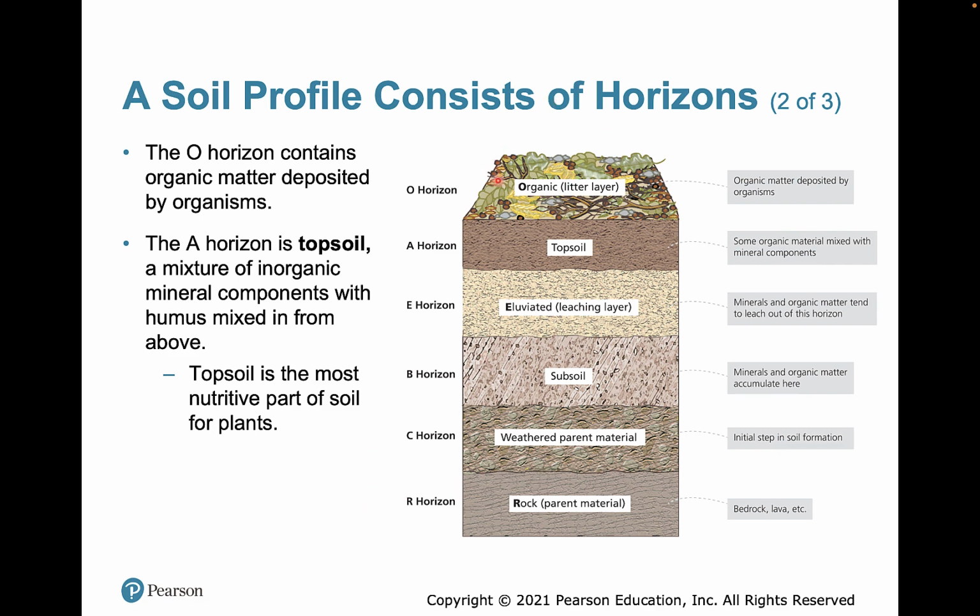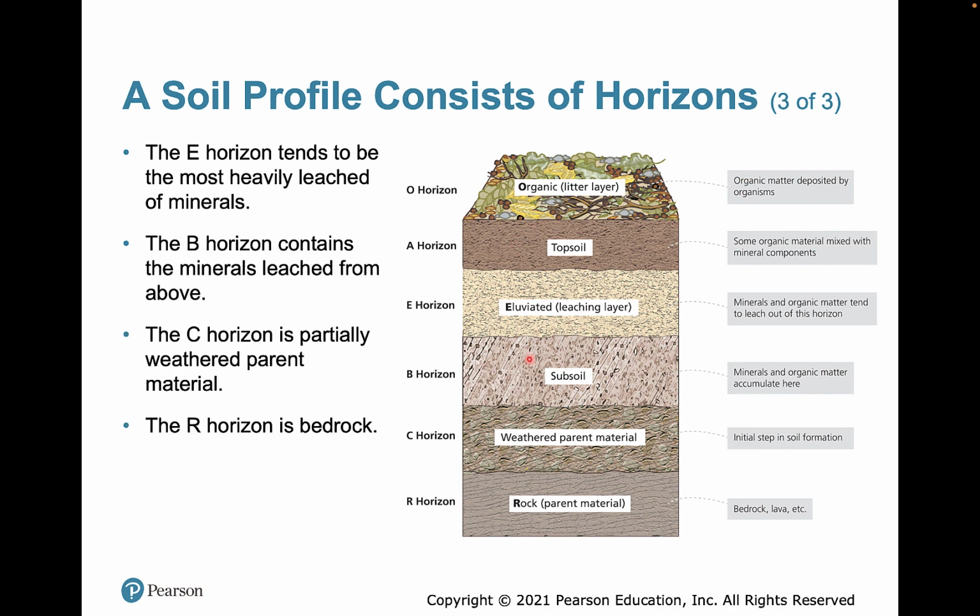All right. The O, or horizon, is the surface, right? And it's a thin layer, as you can see. It's where all of your undecomposed organic matter sits, your litter layer. All right. Beneath the O layer is the topsoil layer, or the A horizon. This is inorganic minerals mixed with those humus components, with that organic material. This is the most nutritive part of soil for plants. This is where the nutrients are. This is where you need good, solid, thick topsoil layer to allow agriculture to happen.